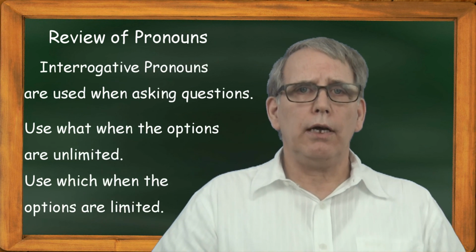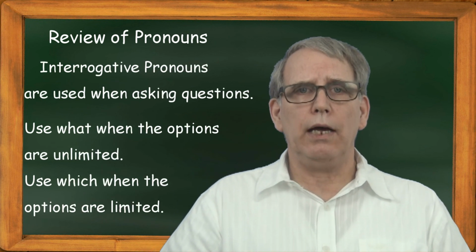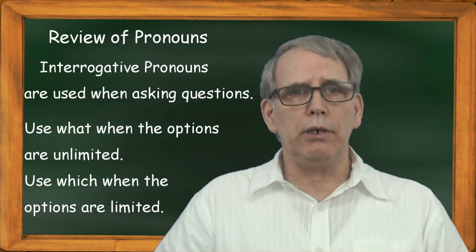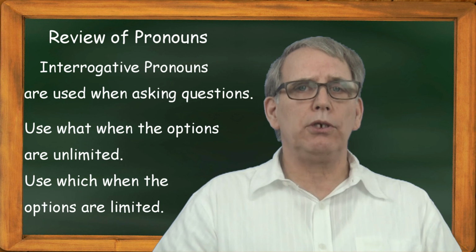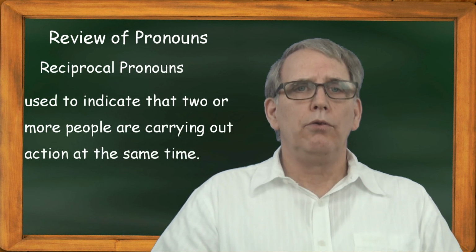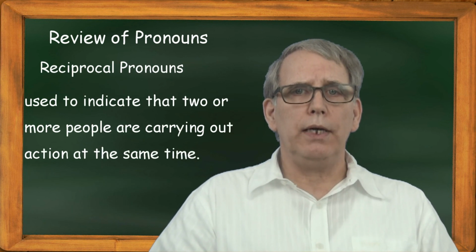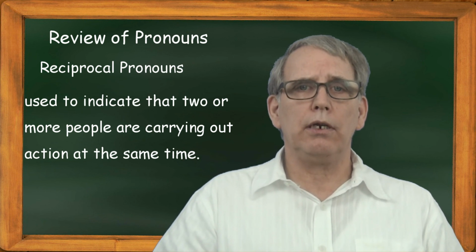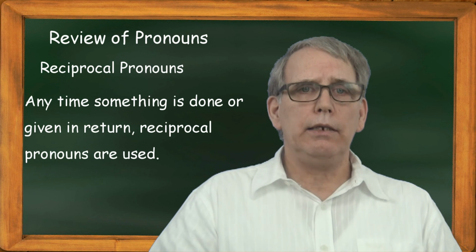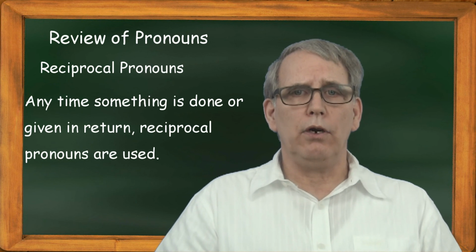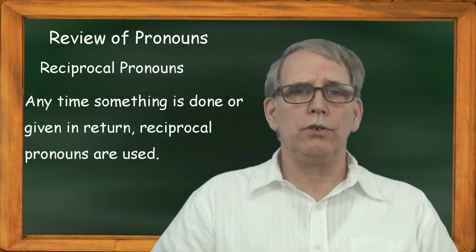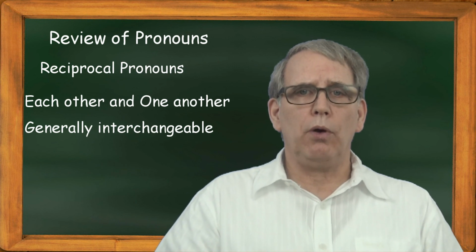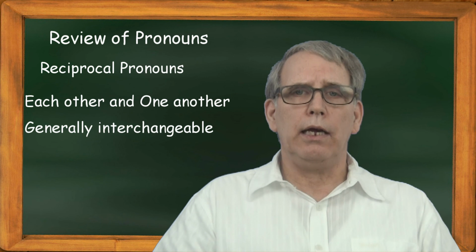You also learned that interrogative pronouns are used when asking questions. We use what when the options are unlimited. We use which when the options are limited. Reciprocal pronouns are used to indicate that two or more people are carrying out the same action at the same time. Anytime something is done or given in return, reciprocal pronouns are used. There are only two reciprocal pronouns, each other and one another, and they are generally interchangeable.